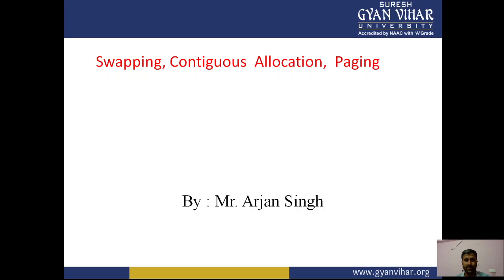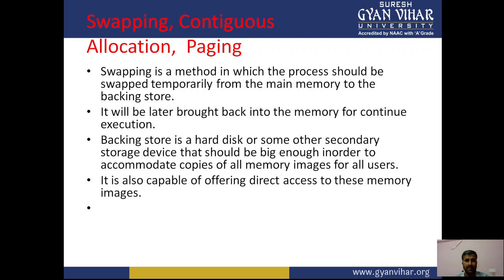Today we are going to discuss swapping, contiguous allocation and paging. First of all, we are going to discuss swapping. Basically, swapping is a method in which a process is swapped temporarily from main memory to the backing store, right? It will later be brought back into memory to continue execution, right?